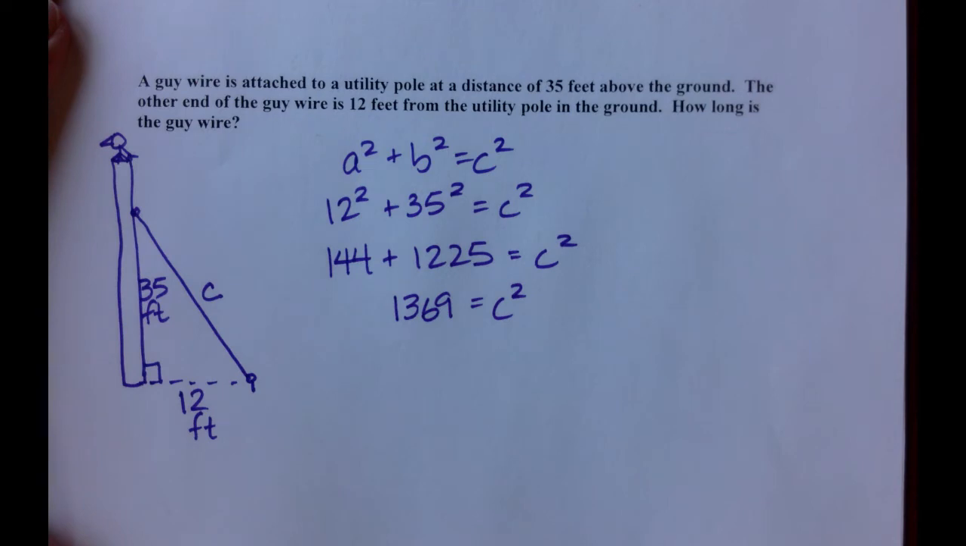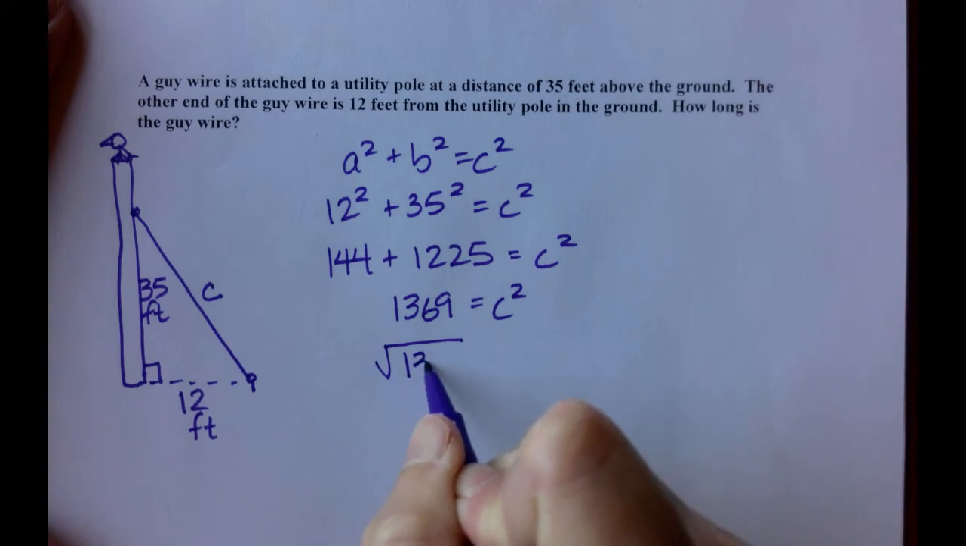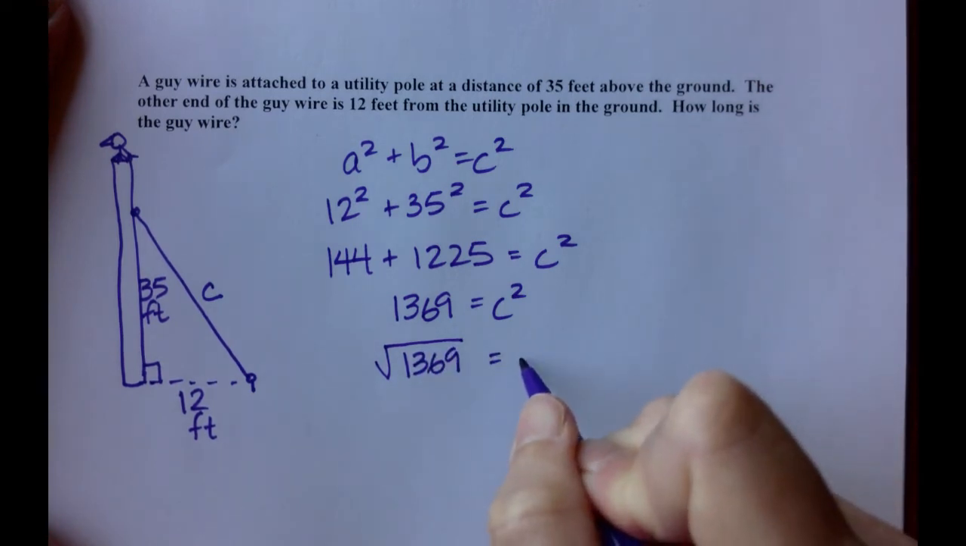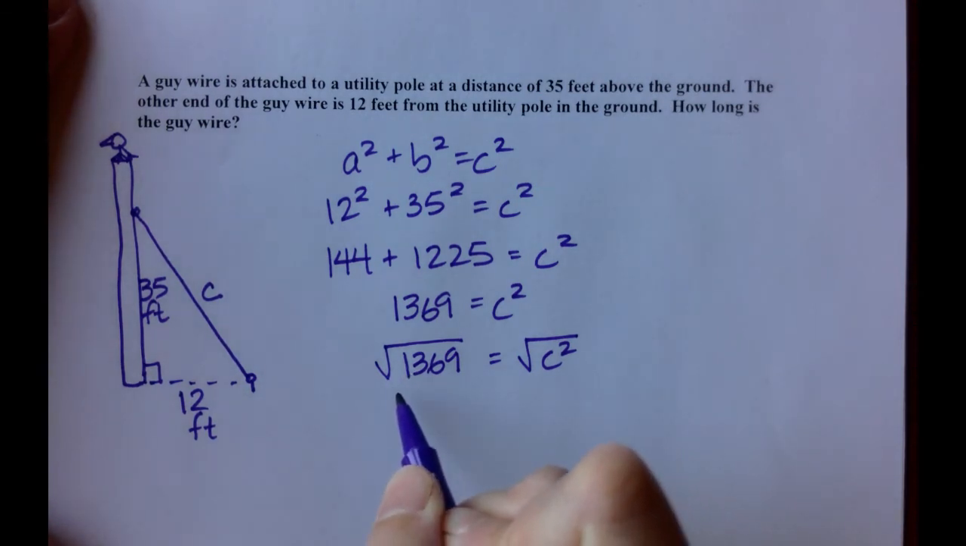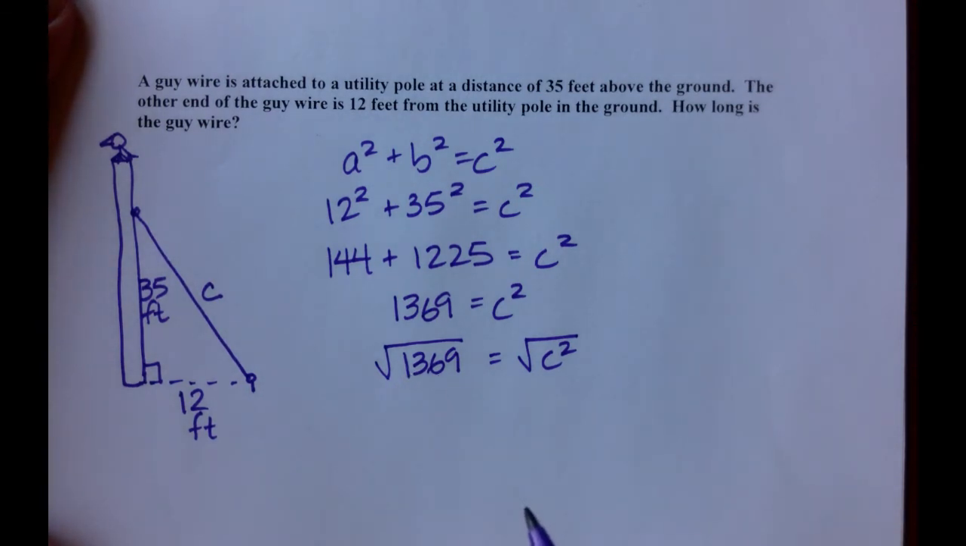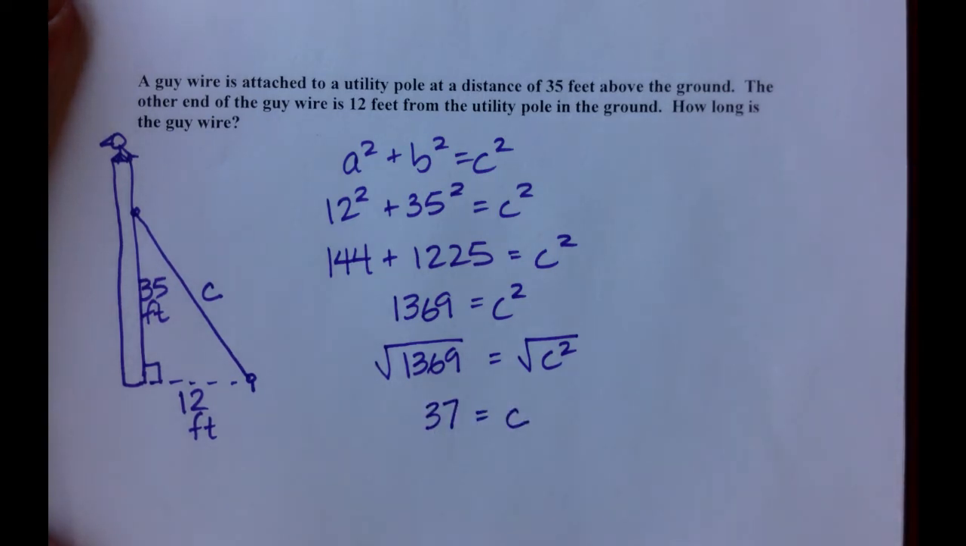To get the c value all alone instead of c squared, you can either take the 1/2 power of both sides of the equation, or you can take the square root of both sides of the equation. We'll only get one answer here because we're talking about distances. I'm going to take the square root of both sides. The square root of 1,369 equals the square root of c squared. This one works out very nicely. The square root of 1,369 is exactly 37. So 37 equals C.